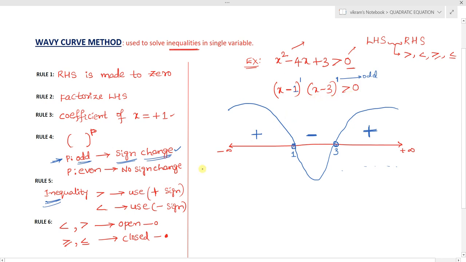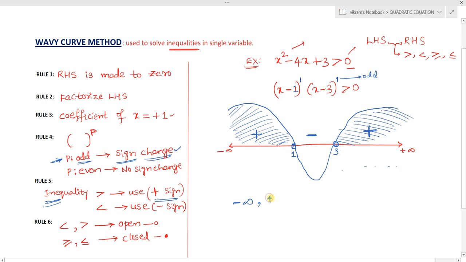Greater than 0. If the inequality is greater than 0, we have to check for the plus region. Where we have the plus sign, this is a region of plus sign, and this one is also a region of plus sign. So greater than 0 means x includes these plus-sign regions. The plus sign region is from minus infinity comma 1.